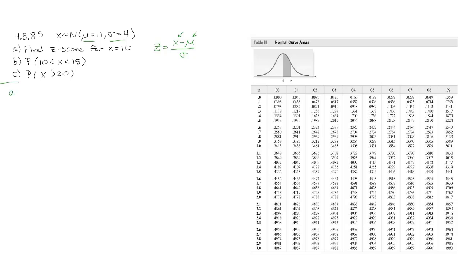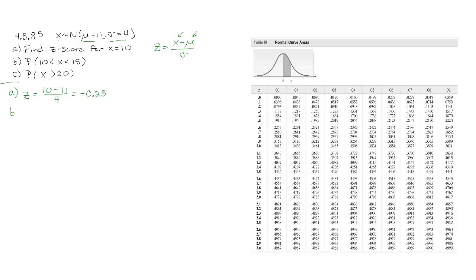All right, so we want to find the z-score. Our x value was given to be 10. The mean was given to be 11. The standard deviation is 4. So simplify the top first. 10 minus 11 is negative 1. Negative 1 divided by 4 is negative 0.25.